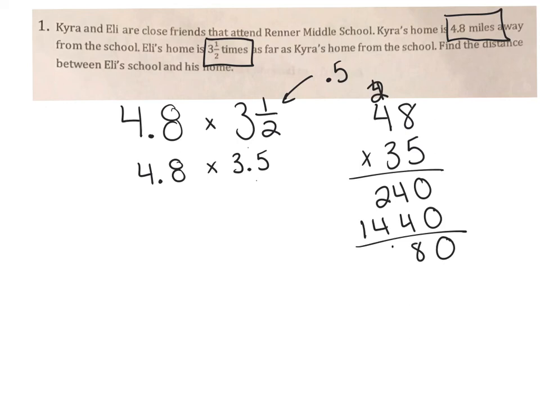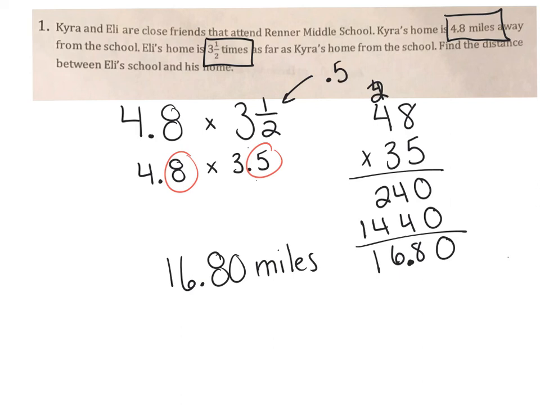0, 8, 6, 1. Then, once again, you've got to go back and look. 2 decimal places. So there should be 2 decimal places in my answer. So Eli's house is 16.80 miles away from the school. Okay, so when you're reading the problems, look for those things that tell you what you need to be doing. The 3.5 times, that tells you times means we should be multiplying.